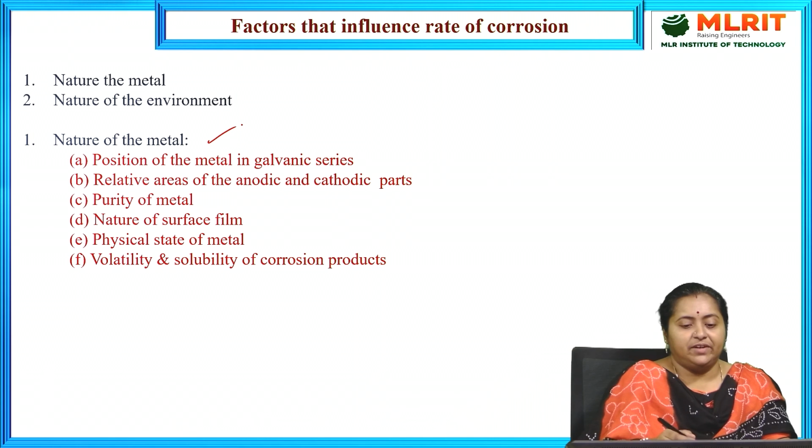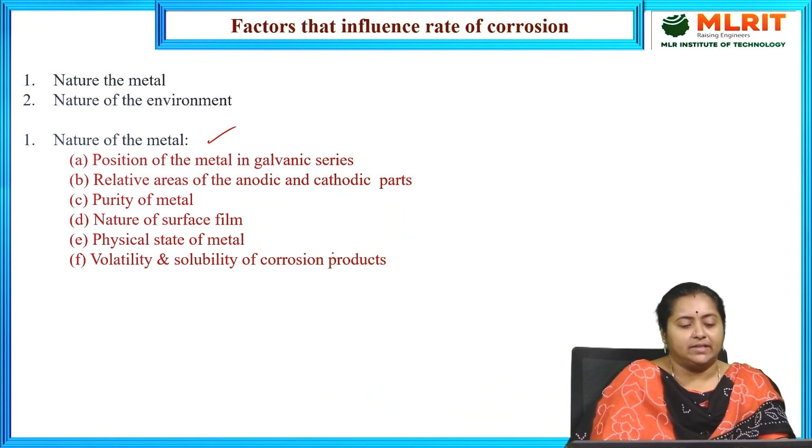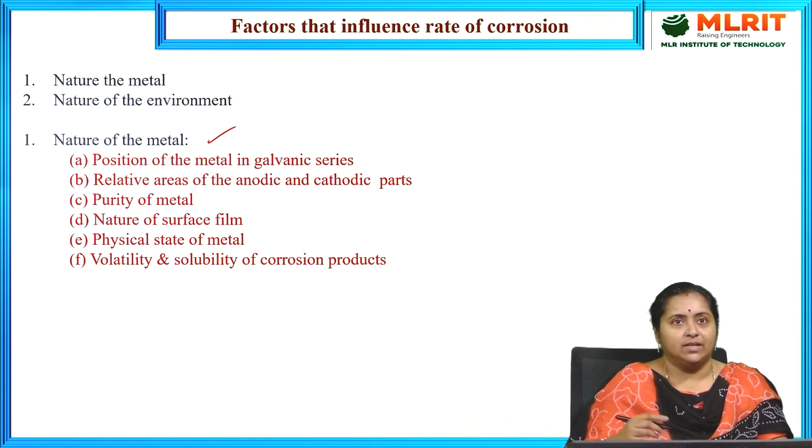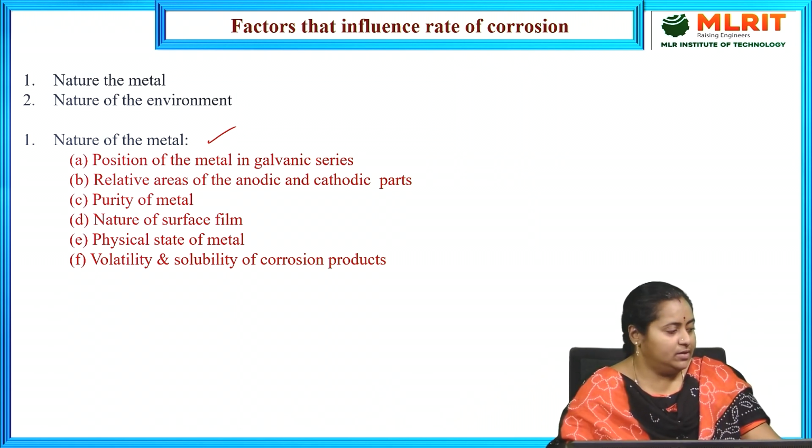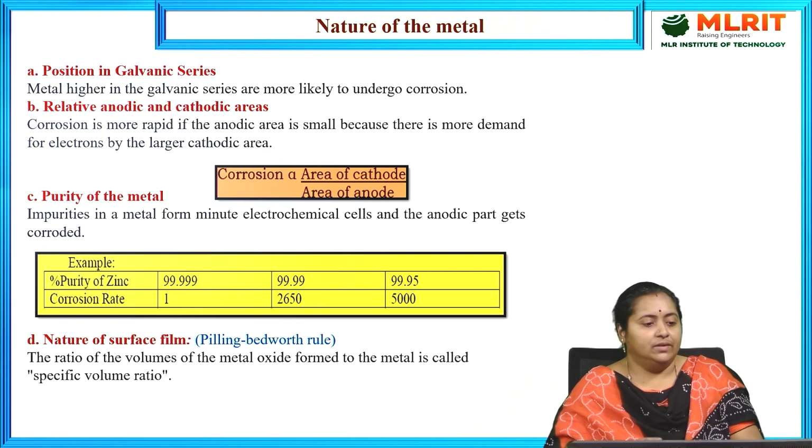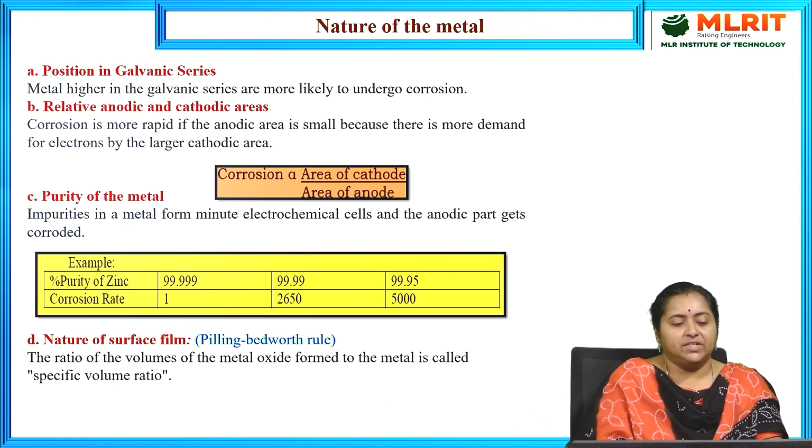These are the different factors which come under the nature of the metal: position of the metal in the galvanic series, the relative areas of anode and cathode parts, purity of the metal, nature of the surface film that was produced, nature of the metal oxide film that was produced, and then the physical state of the metal and solubility of corrosion products, or we will call it volatility of the corrosion products. So let us go with the first one, position of the metal in the galvanic series.